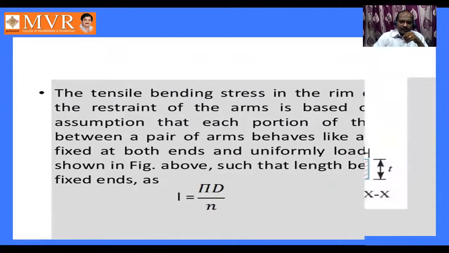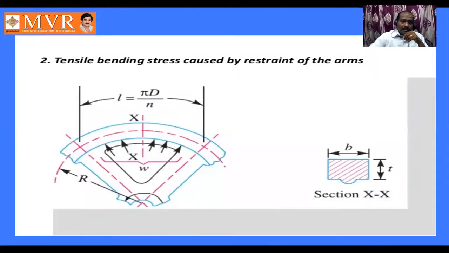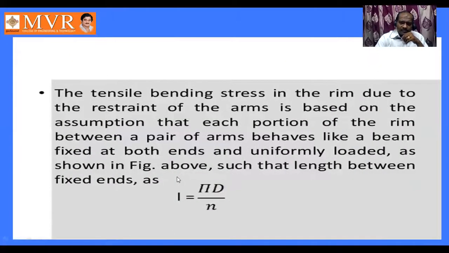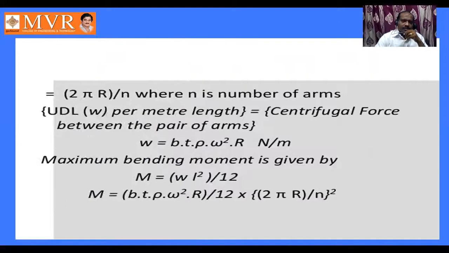If you observe that one, here we can observe the number of arms that are present. So that is the supporting arms, which is equal to 2 pi R by n, where n is the number of arms. UDL means uniformly distributed load per meter length. That is the centrifugal force between the pair of arms. That is, W is equal to B into T into density into omega square into R.